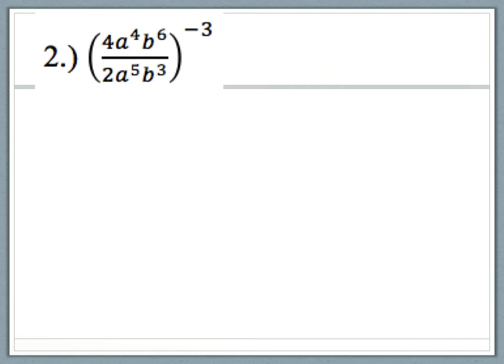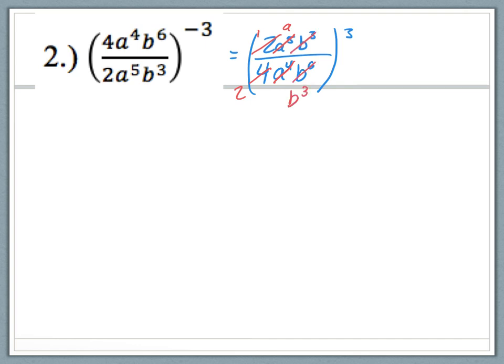Okay, so for this one, I noticed that I have that negative 3 power, so it's a negative exponent, so I can flip it right away. Now, you could cube them all right away, but before I do that, I noticed that I can simplify some things, so I'm going to do that first. I can simplify this 2 and this 4, so that'd be 1 and 2. I can take away 4 a's here for 4 a's there, so this is just going to be a. Take away 3 b's there for 3 b's there, so this is going to be b to the 3rd. Okay, so this is going to be 1a, or just a, over 2b cubed. All of that still to the 3rd power.